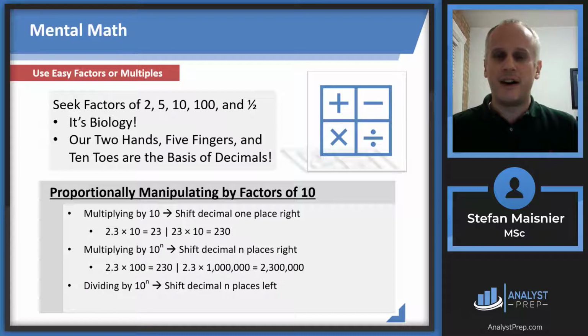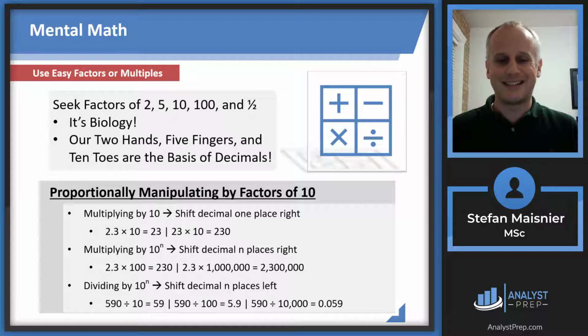And if you're dividing by 10 to the nth power, you just shift the decimal n places left, in the exact opposite direction. So if we were looking at, say, 590 divided by 10, well, that, of course, is 590 divided by 10 to the first. So we just shift over one place to the left, lop off the 0, and we've got 590 divided by 10 is 59. If we did 590 divided by 100, or 10 to the second power, we'd be looking at 5.9.